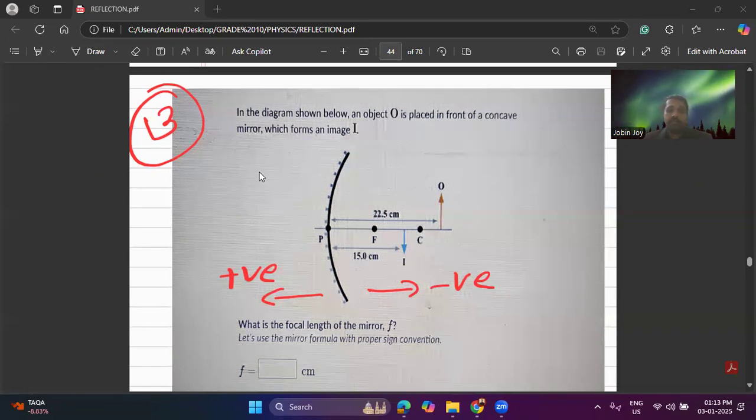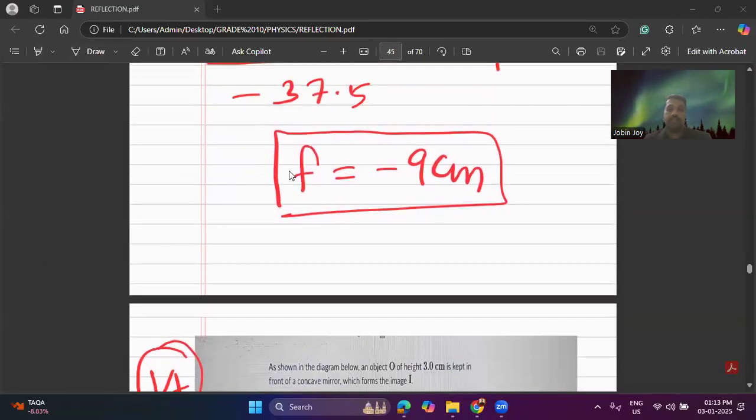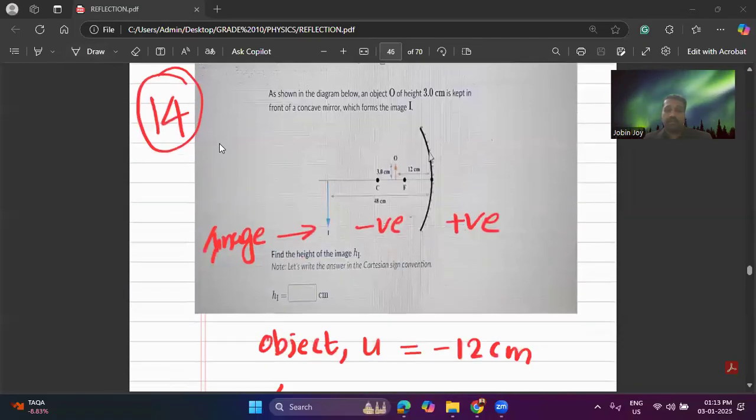So once you solve it, you will get the final answer, F is equal to minus 9 centimeter. So this is the answer. F is equal to minus 9 centimeter. So try all the problems. Then another question.